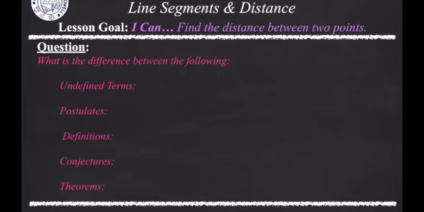And we want to be able to understand what these mean. So one thing that I want to make sure we understand is the difference between an undefined term, a postulate, a definition, a conjecture, and then theorems. These are going to be words that I say throughout this school year that we need to make sure we understand the difference between. We've already talked about undefined terms. Remember, these were things like points, lines, and planes.